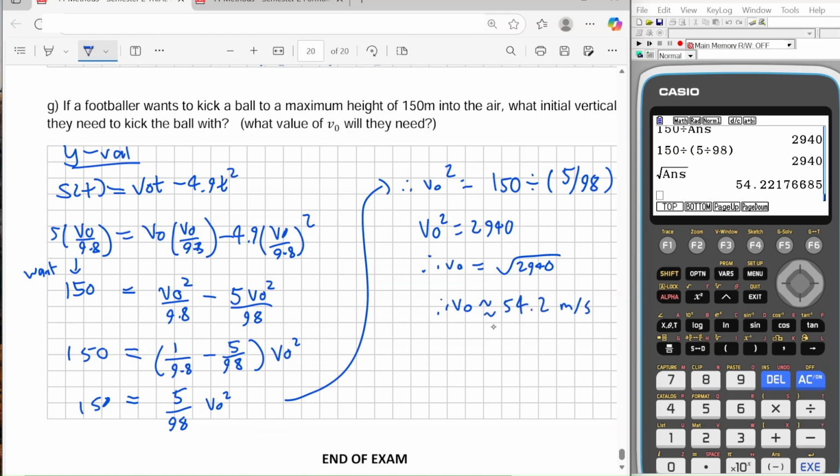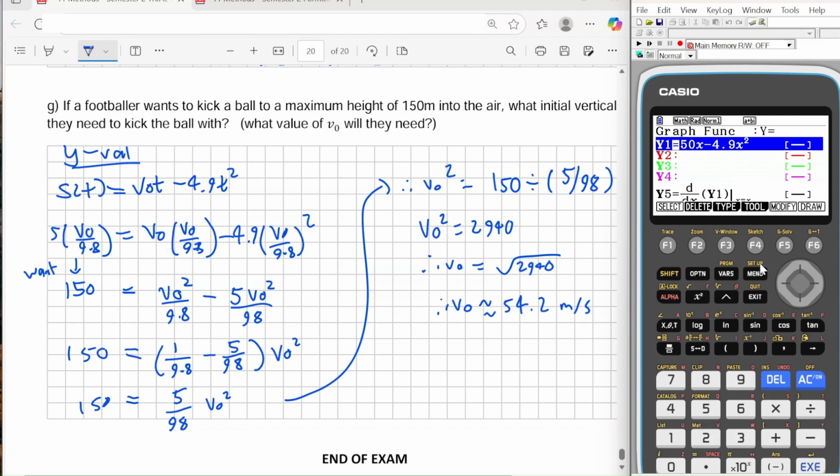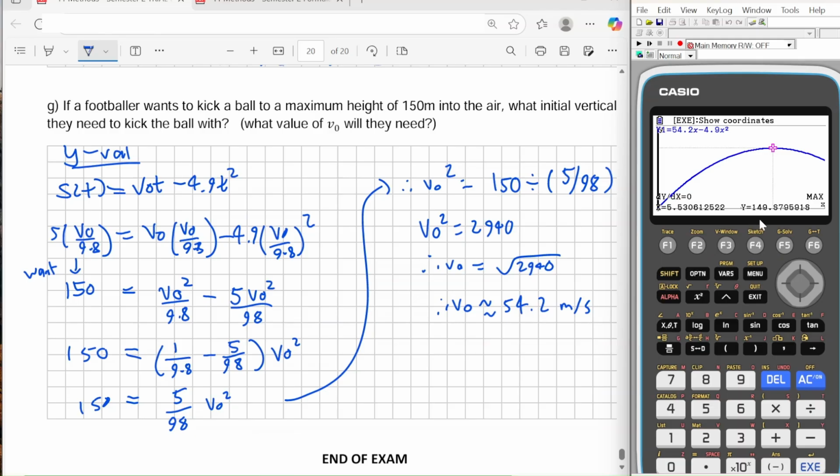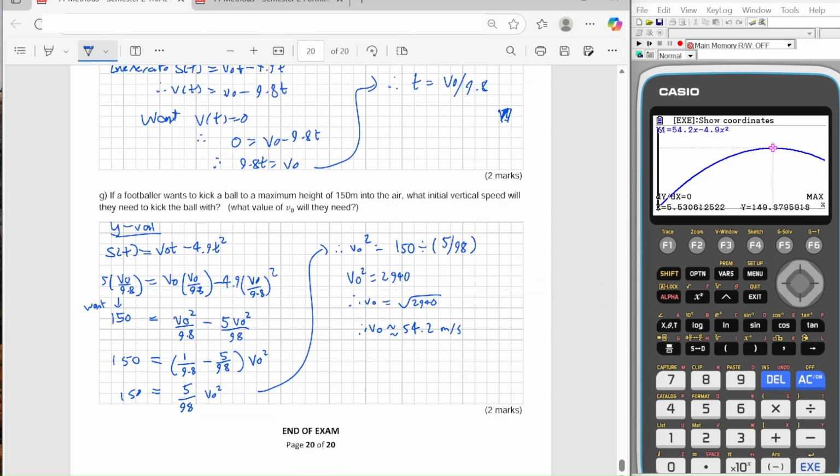meters per second. Now, how are we going to check that we got this right? Let's graph it. So in theory, if I go 54.2 and I draw this all up and I find my maximum, I'm really hoping the maximum height is 149.8, minus some rounding, is 150. Remember, rounding can sometimes blow up into bigger issues. But yeah, so that's how high the ball goes. And that is the end.